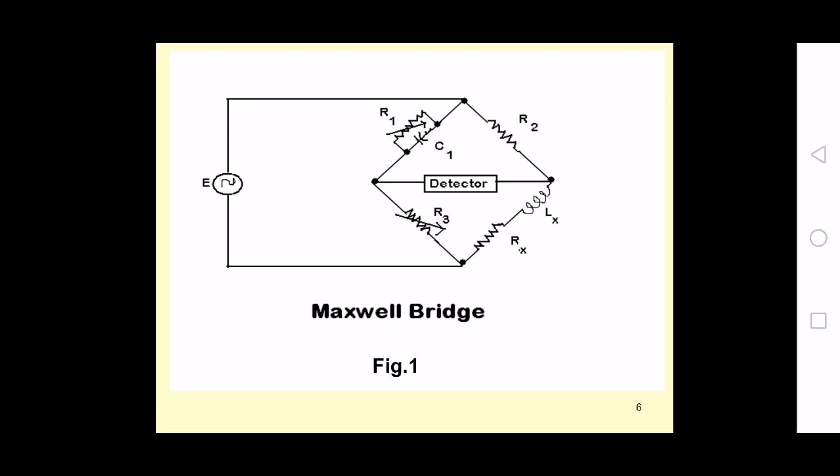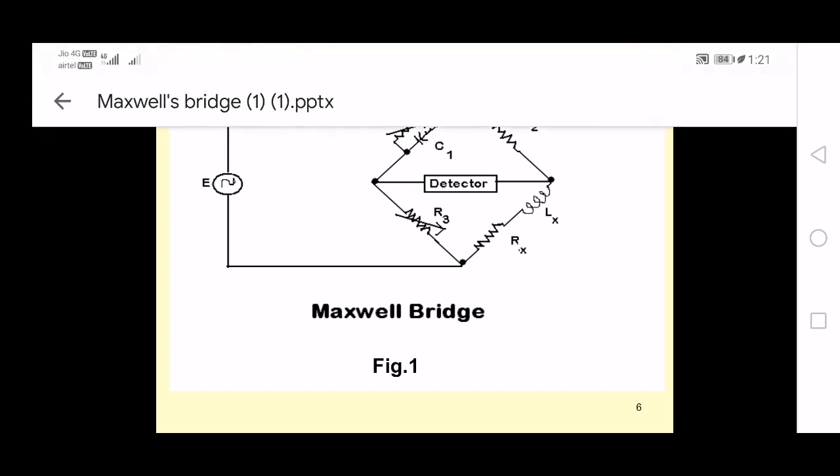So this is an AC bridge, and the 4 arms have the impedances Z1, Z2, Z3, Z4, where Z1 is the parallel combination of R1 and C1, Z2 is R2, Z3 is R3, Z4 is the series combination of Rx and Lx. So you can draw this diagram or take a screenshot.